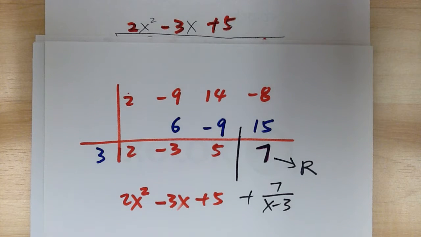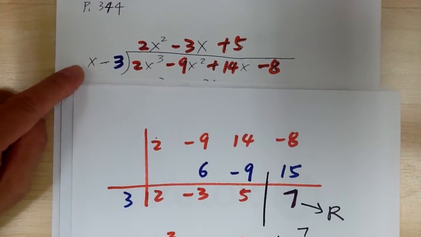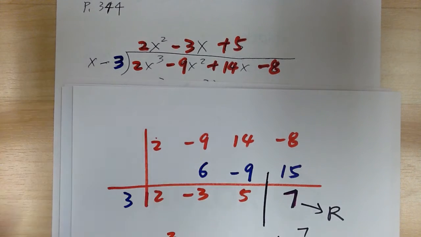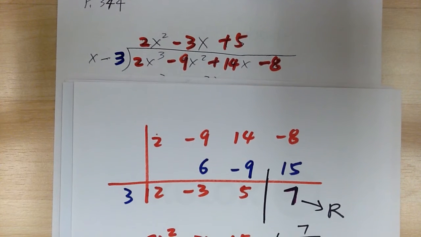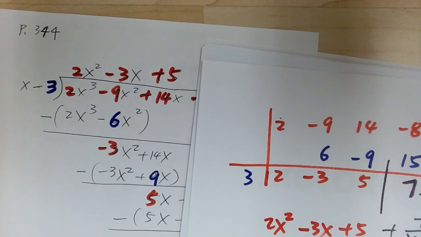But one thing, remember, you don't get something for nothing. There's a limitation to this. In order to use synthetic division, you can't have a number in front of the x. You must have x plus a number or x minus a number. Okay, so let's go and do example 1.